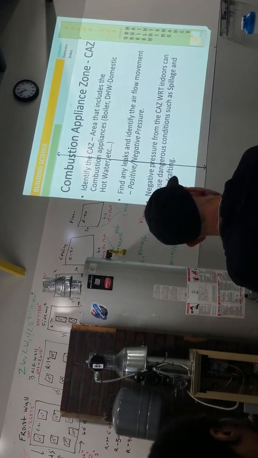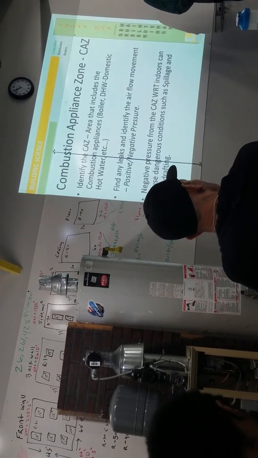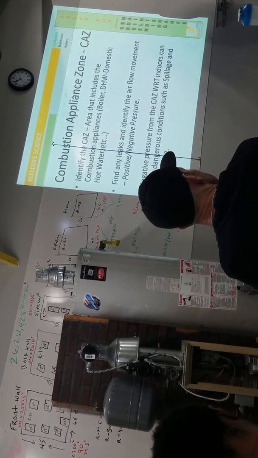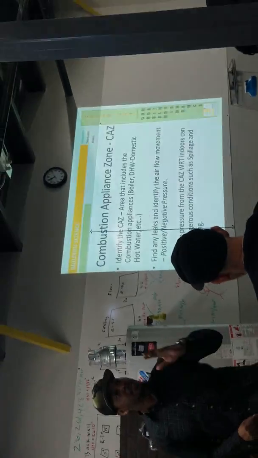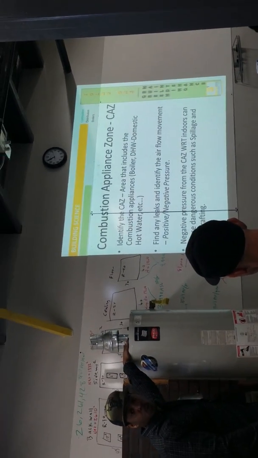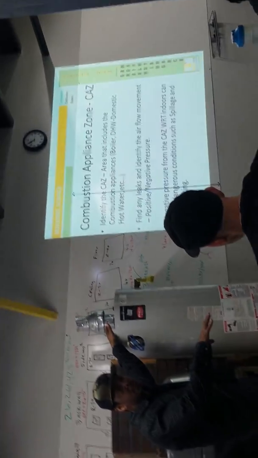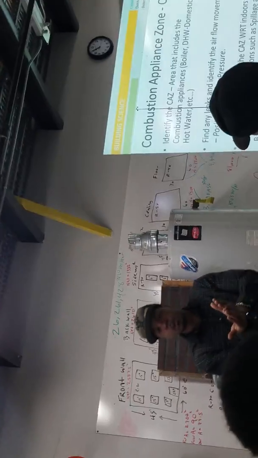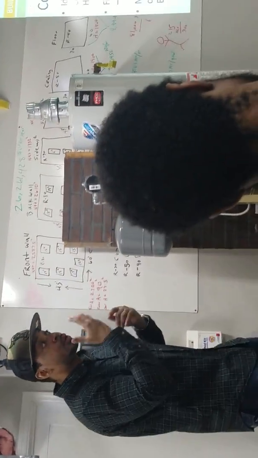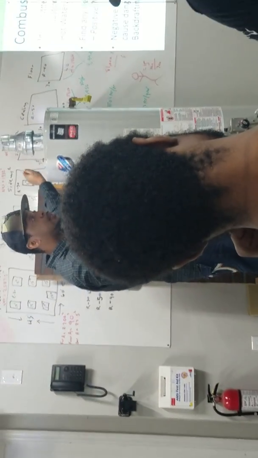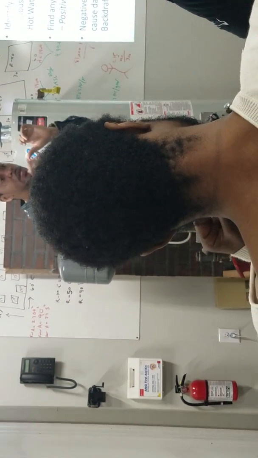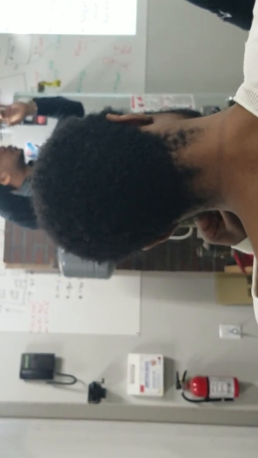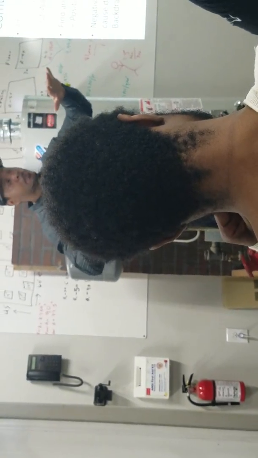So, combustion appliance zones. Everything to be able to test the pressure inside the flue with respect to the CAZ, or the combustion appliance zone. That same manometer you saw him use on the blower door, the manometer that gives you the reading, is the same manometer you can use to test the pressure inside the combustion appliance zone with respect to the room, and the room with respect to the rest of the house. And you can get that reading and tweak your supply and exhaust fans to make up the proper CFMs.